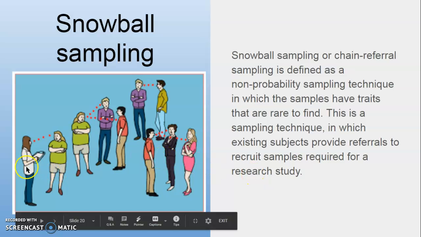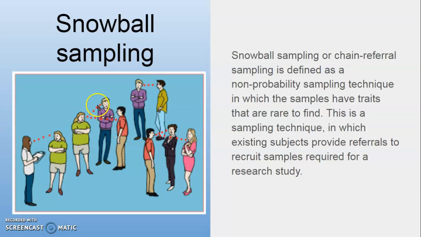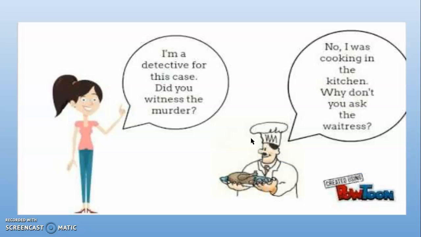the study. See here, the researcher contacts one person. This person gives information to his neighbors or the people he knows, and the other person gives the information to other people. That's how the samples are collected. So here you can see in this cartoon, the detective is asking for a witness and he is suggesting, as I was cooking in the kitchen, why don't you ask the waitress? So he is suggesting somebody. So this is an example. This is how snowball sampling happens.